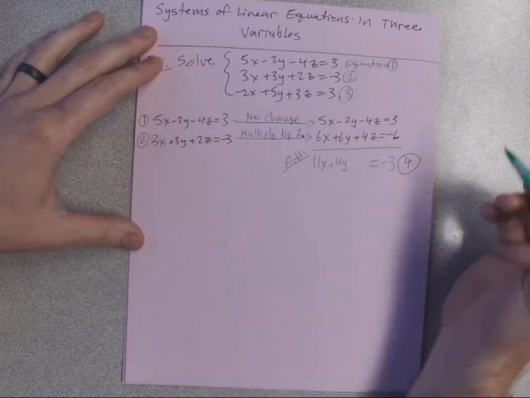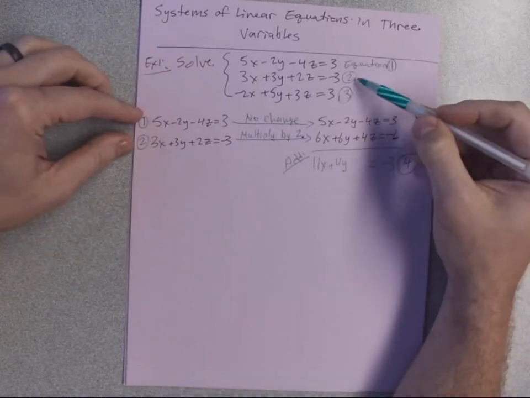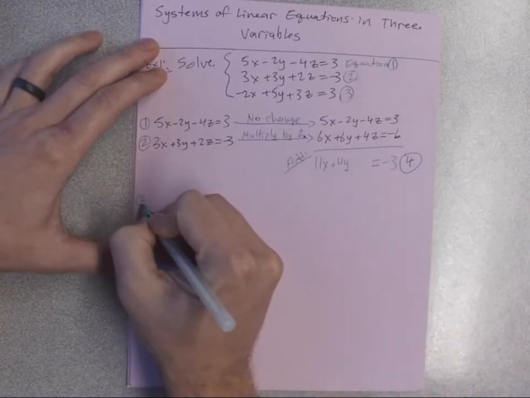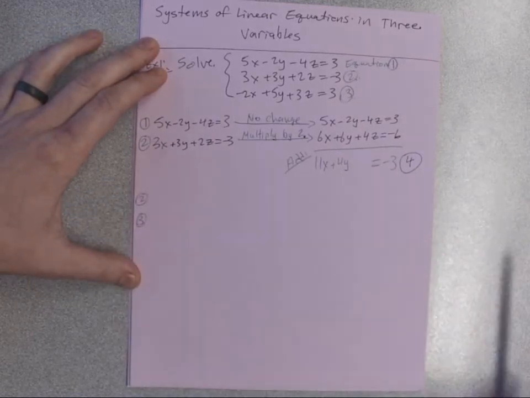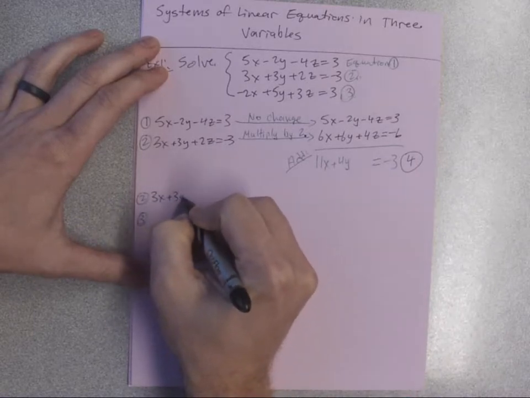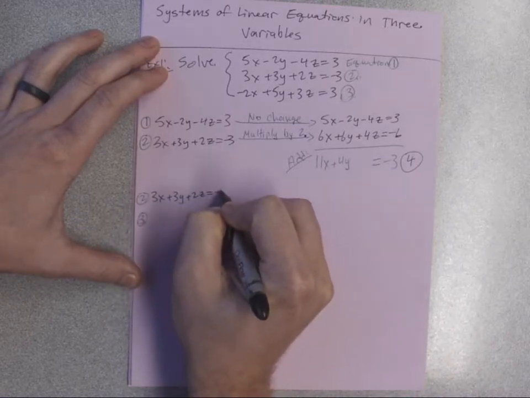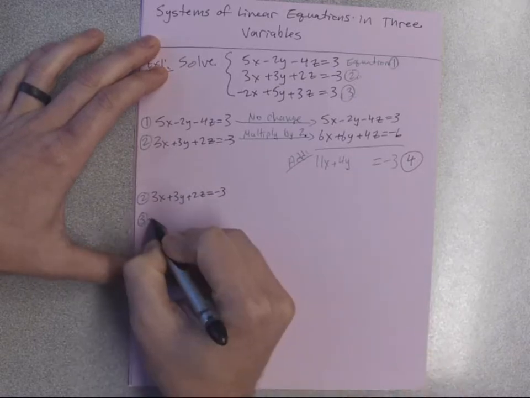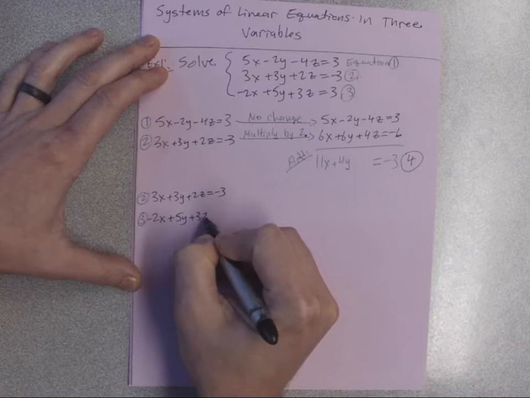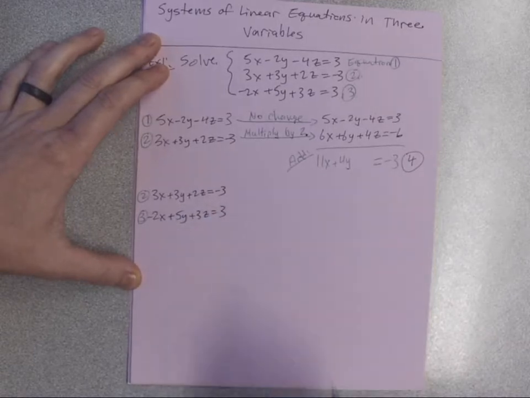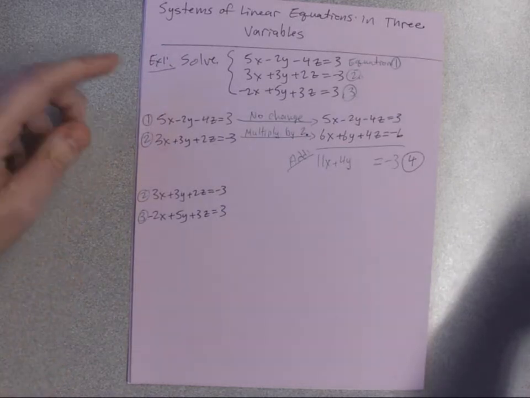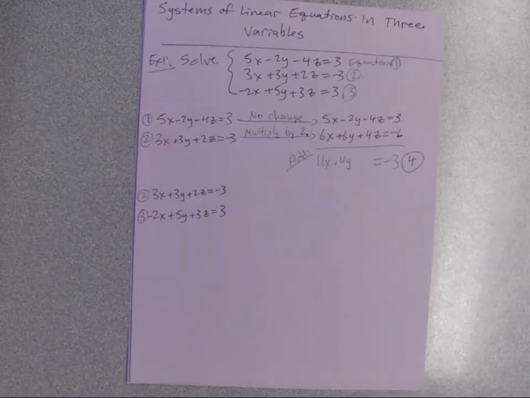So what we have to do now is we used equation 1 and 2. Now we need to use equations 2 and 3. So we'll write equation 2 and equation 3 here. And let's just write what those are. And then equation 3 is negative 2x plus 5y plus 3z is equal to 3. All right. And it's the same process again that we did up here. I encourage you to pause the video and give this a try yourself.